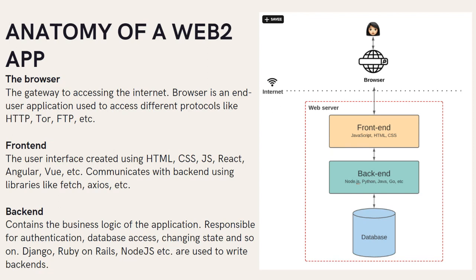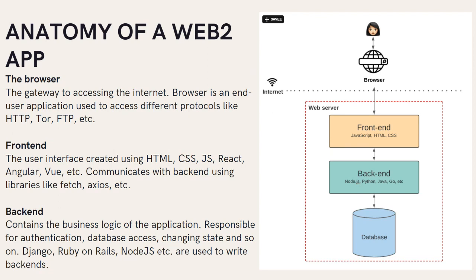I'll move on to the next slide, but I think this gives you a very brief bird's eye view of the architecture of the Web2 application. There's the front end, there's the back end, and then there's the database. Now, one peculiar characteristic about the Web2 application is that it is a centralized application by design. And this is very important. This is also what sets it apart from the Web3 application, which we will see in the next slide.